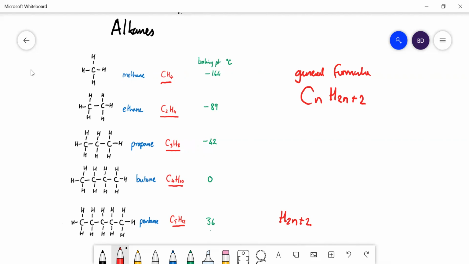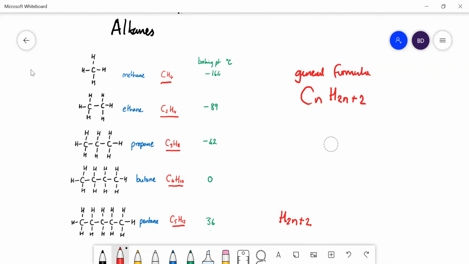So if you wanted to say what would be the formula of a compound which has got 18 carbons, it'd be C18, H2 times 18 is 36, plus 2 makes 38. That would be the formula of that one.